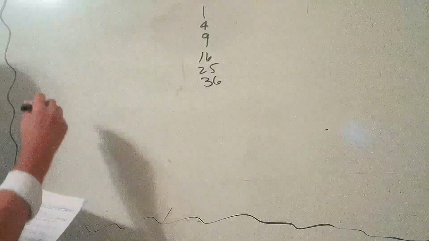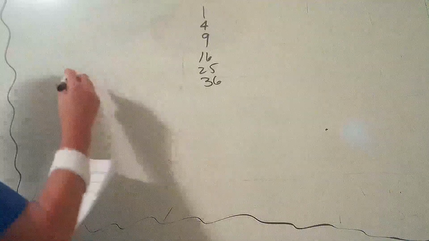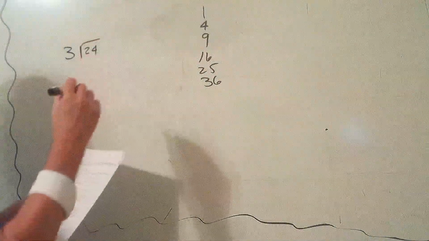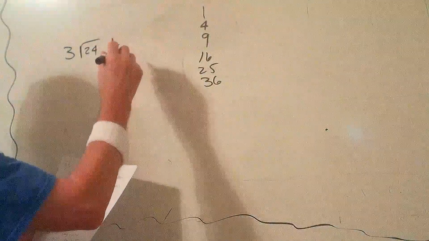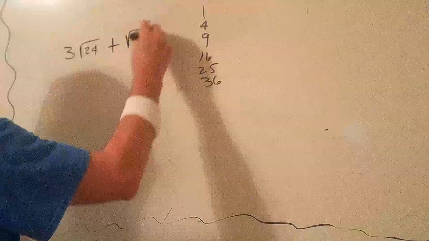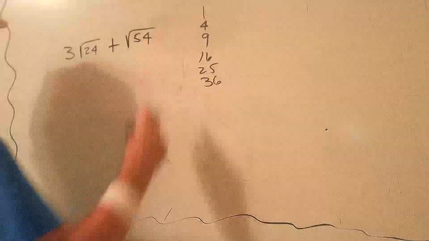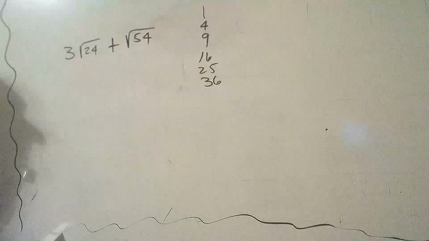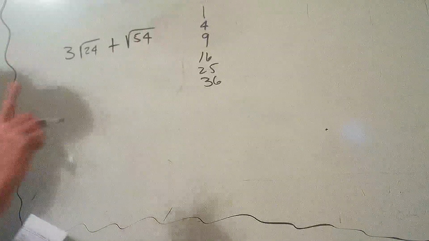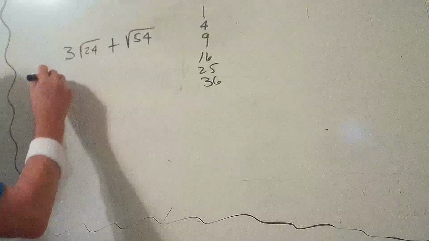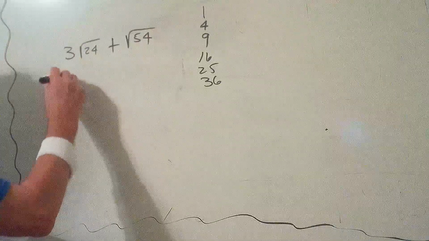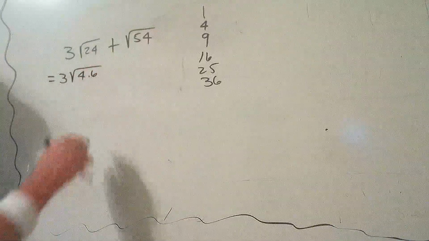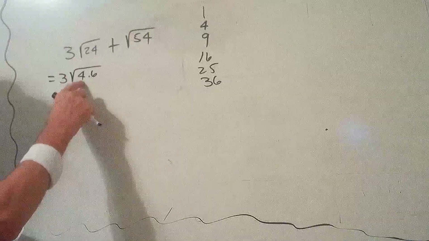Okay, what if we have this? If we have 3 times the square root of 24 plus the square root of 54. Well, what's that? Can we factor the square root of 24, where one of them is a perfect square? Yes. So it's 3 times the square root of 4 times 6. Right? 4 times 6 is 24. 4 is a perfect square.